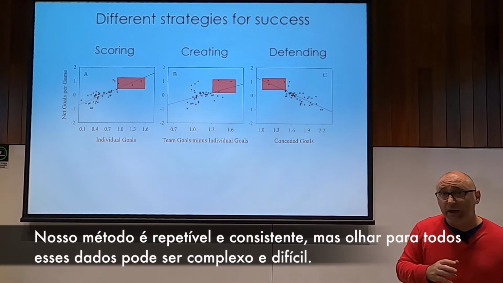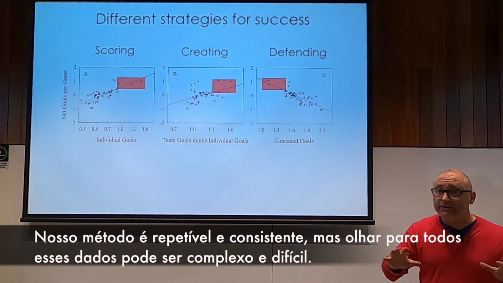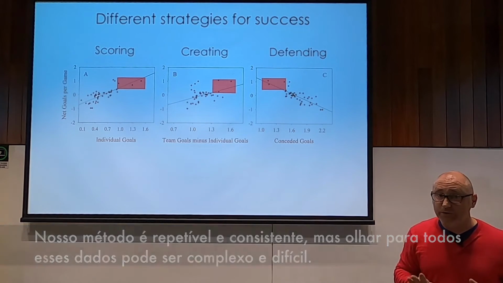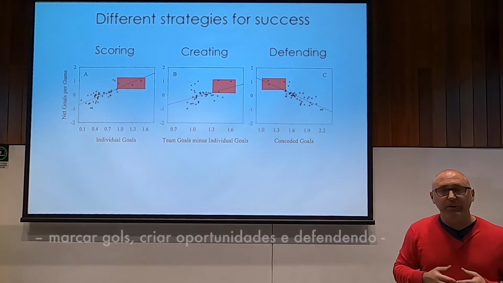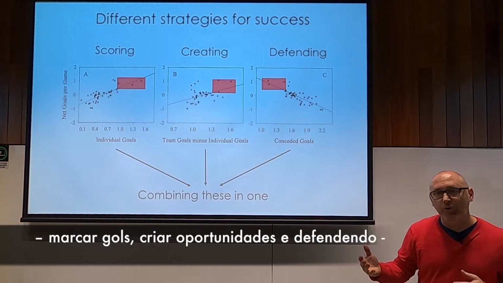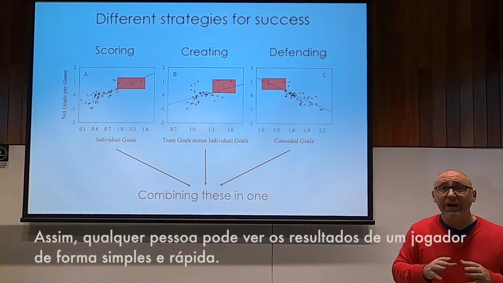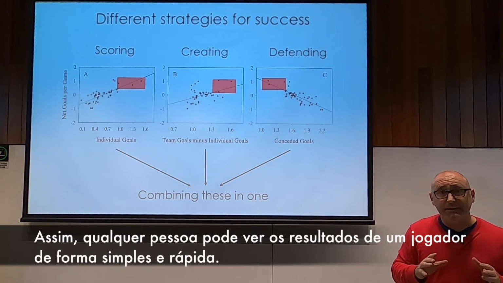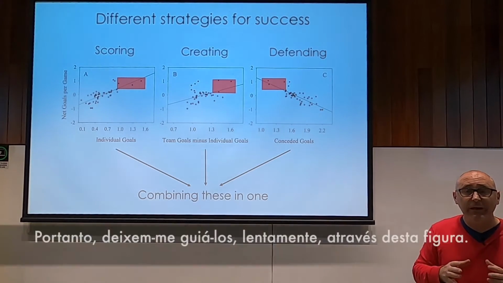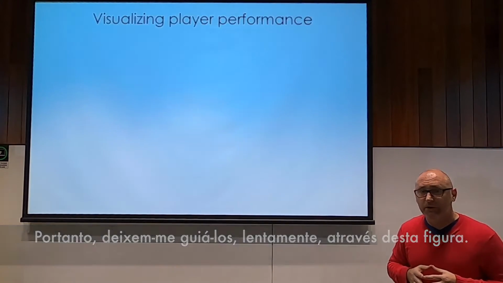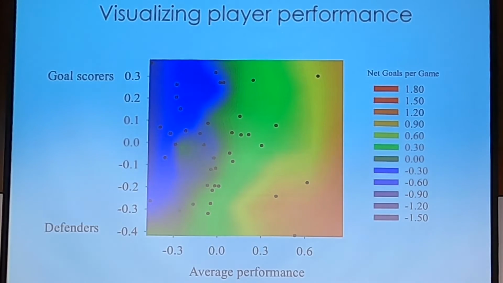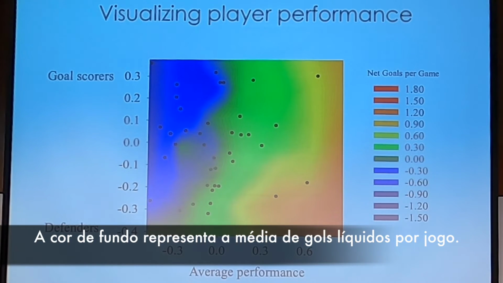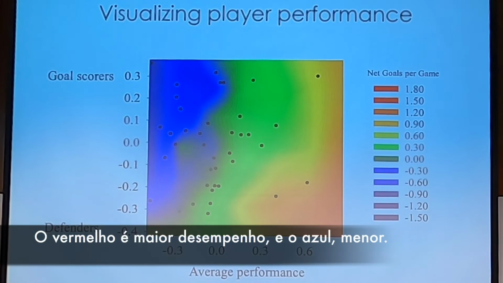Our method is repeatable and consistent, but looking across these data can be complex and difficult. Our next challenge was to include all of these data, a player's scoring, creating, and defending performance, into one figure. So anyone can view a player's results simply and rapidly. So let me work through this figure slowly. First, individuals are represented by the small black dots. The background color represents the average net goals per game. Red is higher and blue is lower performance.